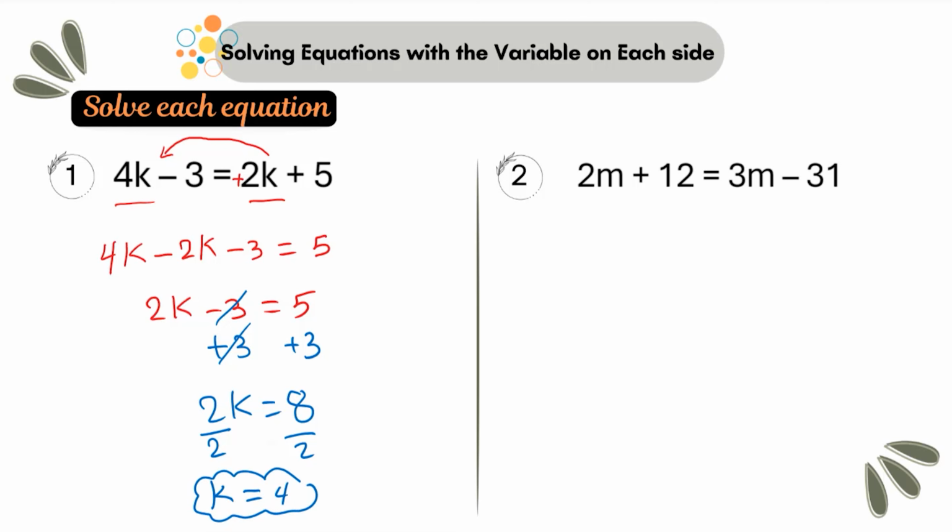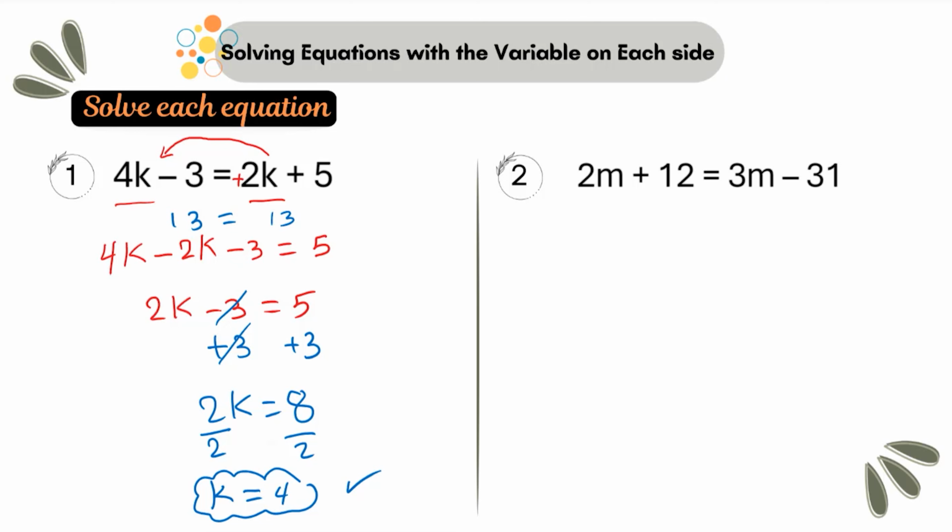If you want to check your answer, you can substitute here. The k here, put 4, and the k here, put 4, and the answers should be equal. For example, 4 times 4 is 16. 16 minus 3, the left side here will be 13. What about here? 2k, 2 times 4 is 8. 8 plus 5 will be 13. Same answer, 13 here and 13 here. This means k equals 4, you got the correct answer.